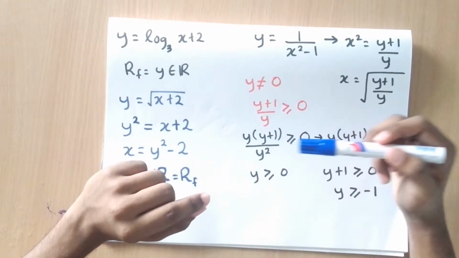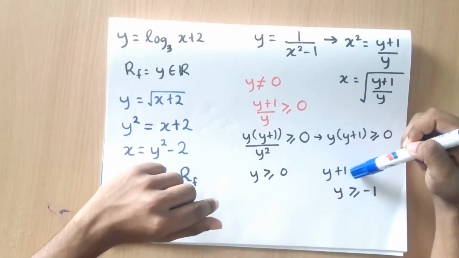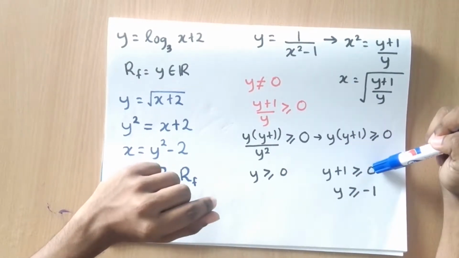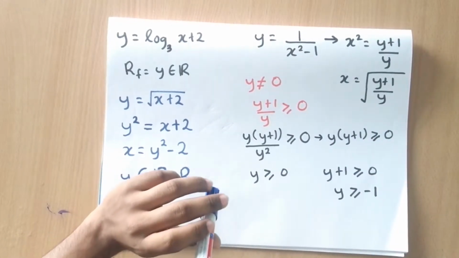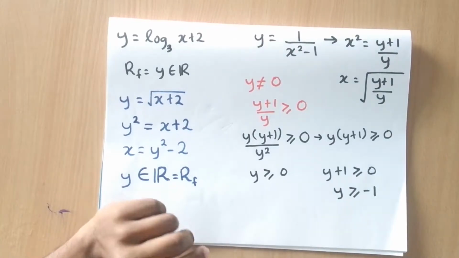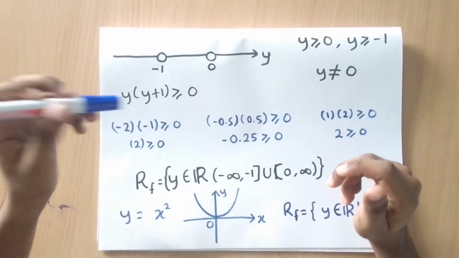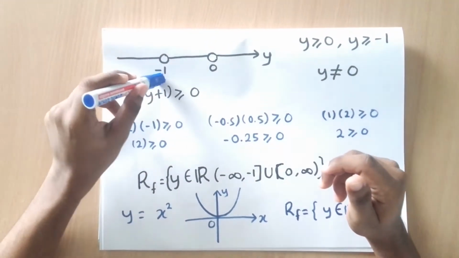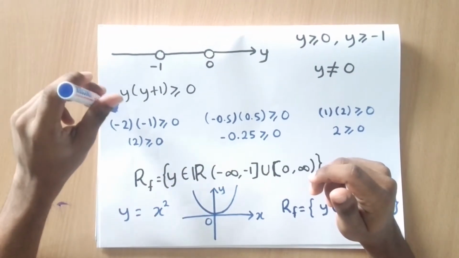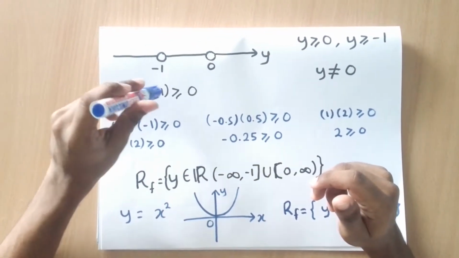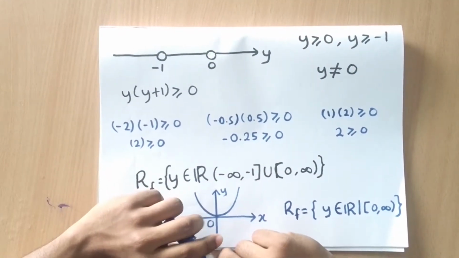That would give us the parameters y is greater than or equal to 0 and y plus 1 is greater than or equal to 0. So y is greater than or equal to minus 1. So these are the parameters 0 and minus 1. So now we know that the parameters are minus 1 and 0. And the final inequality that we obtain is y times (y plus 1) is greater than or equal to 0.